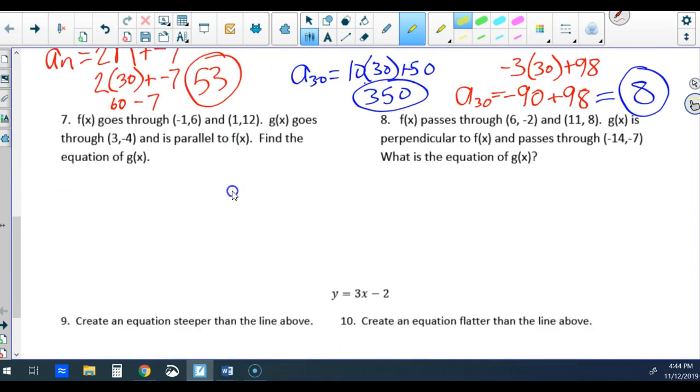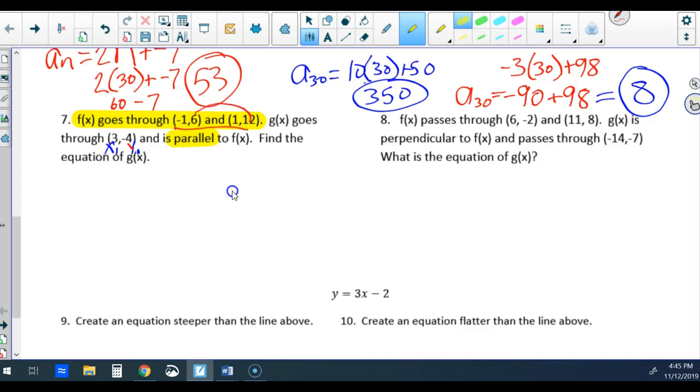F of x goes through negative 1 comma 6 and 1 comma 12. G of x goes through 3 comma negative 4 and is parallel to f of x. Find the equation of g of x. So g of x, I know it goes through this point. That's my x1 and my y1. The slope is going to be found from that line. It is parallel to that line. I know parallel means same slope, so it has to have the same slope as that line.